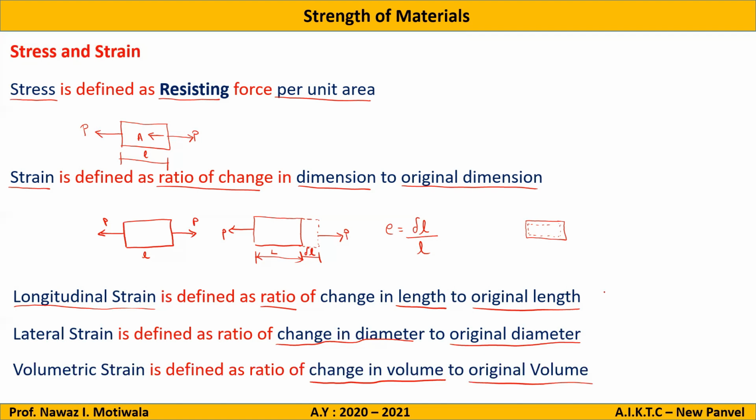So if I write in formula terms, E_L, that is longitudinal strain, is equal to delta L upon L. Lateral strain, let us say E_lateral, is equal to delta D upon D. And for volumetric strain, E_V is equal to delta V upon V. Similarly, for stress, I can write stress is equal to resisting force per unit area, and the unit for stress is Newton per mm square. And as strain is the ratio of two same quantities, it has no unit.